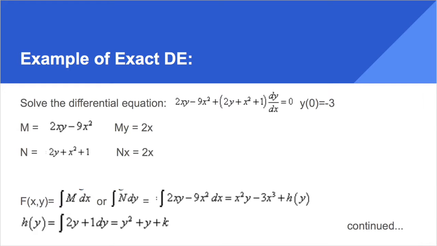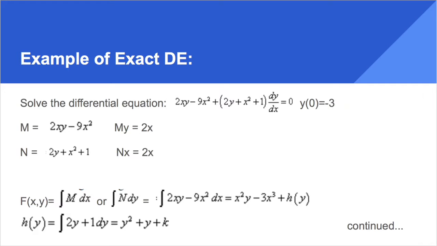Let's see the example. To solve this differential equation, first we identify M to be 2xy minus 9x squared, and N to be 2y plus x squared plus 1. Then, we find M sub y and N sub x to see if the differential equation is exact or not. In this case, M sub y equals N sub x equals 2x. So, the differential equation is exact according to the test.